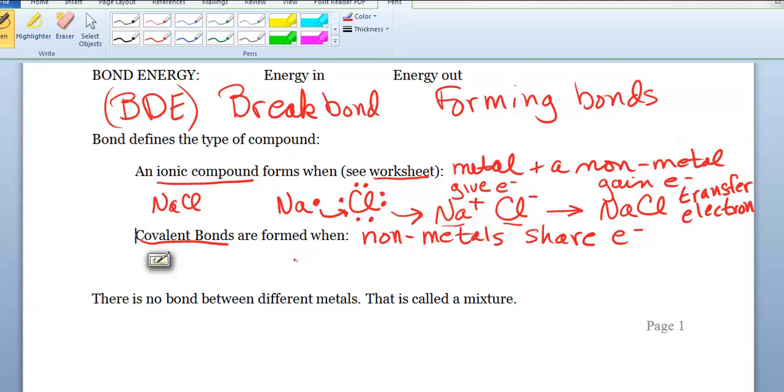So let's say we have, let's do something simple like fluorine and fluorine. These are 2 halogens. They each have 7 valence electrons. And I'm going to put those lone electrons right next to each other because they end up forming a bond. So this bond is a covalent bond, and the fluorines are sharing electrons.